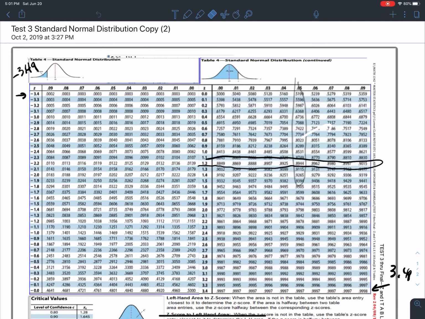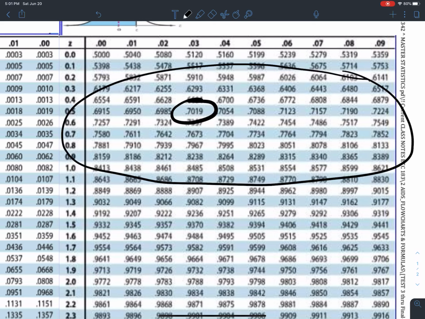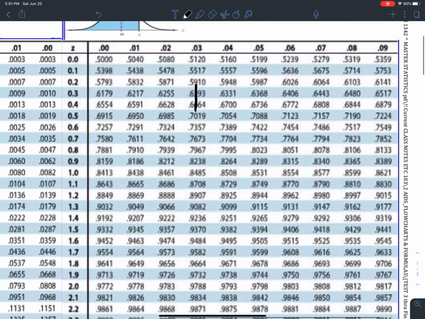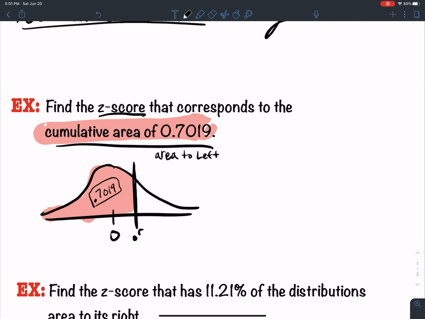So let me delete that. So 0.70. So it looks like the 7s are in this range here. Okay, bingo, 7019. So what is 7019? 7019 goes to 0.53. Okay, so that is the z-score, 0.53, associated with it.